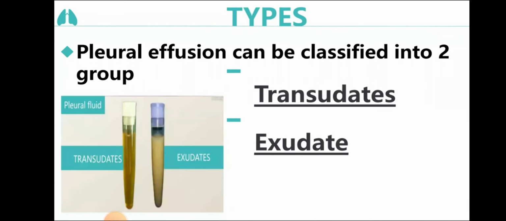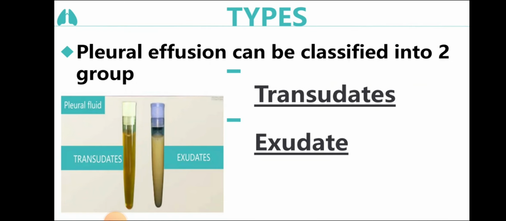Pleural effusion types: it can be classified into two groups, transudates and exudates. Transudates develop when there is either excessive production of pleural fluid or the reabsorption capacity is reduced. It is clear with a faint yellow tinge and no odor. The most common cause of transudative pleural effusion is congestive cardiac failure.